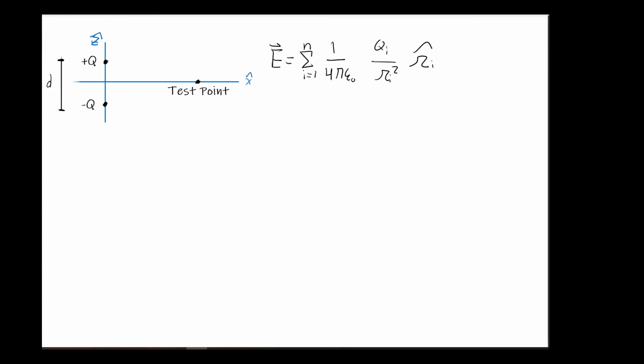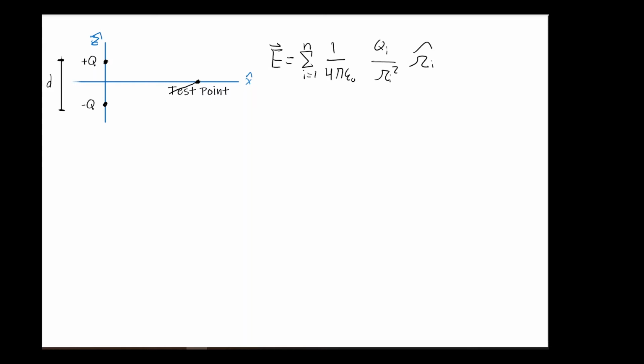Okay, so before doing any math, let's actually just examine this configuration conceptually. From our positive source charge, we'd expect an electric field to point in this direction, away, at our test point. And then similarly, for our negative source charge, ignoring the positive one, we would expect field lines to point towards our negative source charge here.